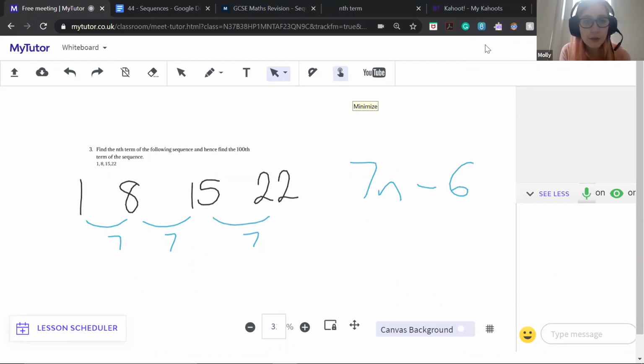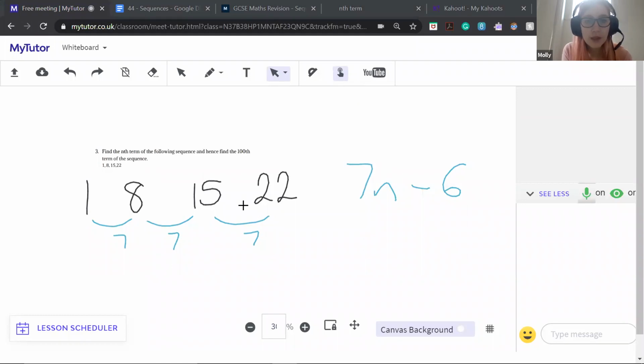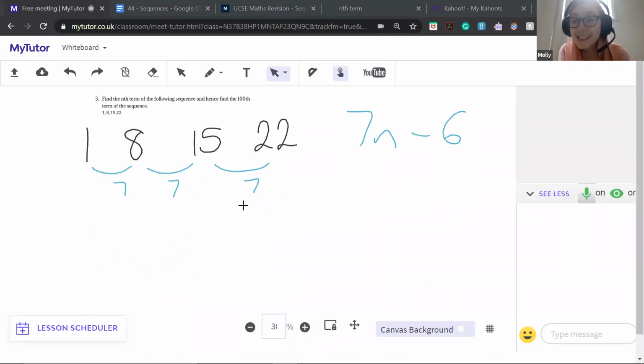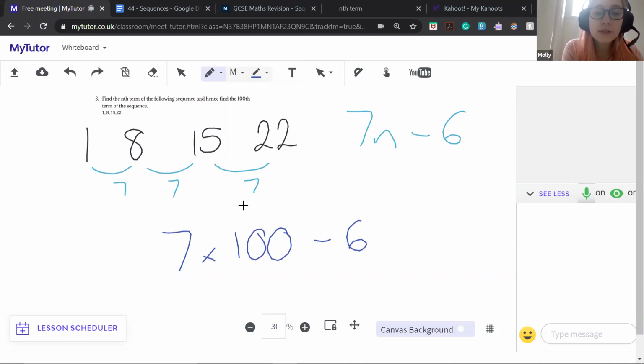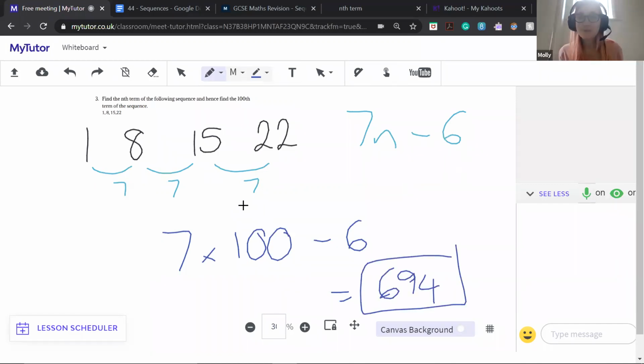Quite a few people have already got the answer as well for the 100th term. So all you do, like I said, it's nth term. So on 100th, n is 100. That's all this means. So if we substitute in 100, this becomes 7 times 100 minus 6, which is 694. Simple. And that's a 3-mark question. And I don't think that's too bad. You can see exactly where the marks come from. You get a mark for 7n, you get a mark for minus 6, you get a mark for 694. Not too bad at all, hopefully.